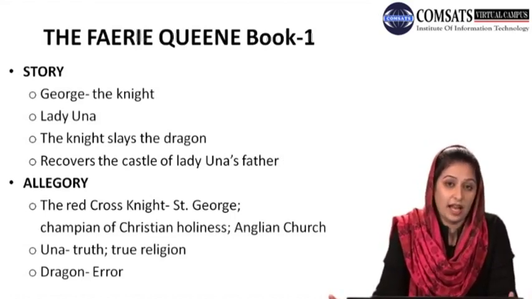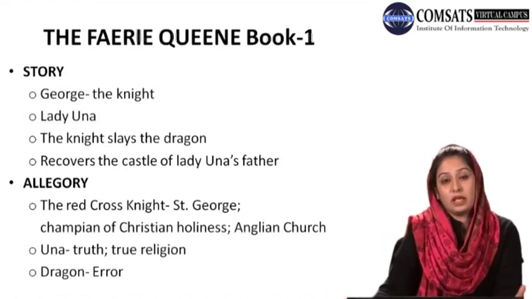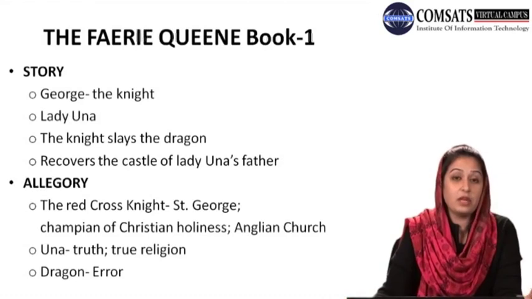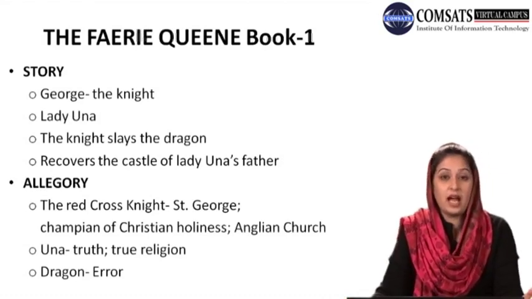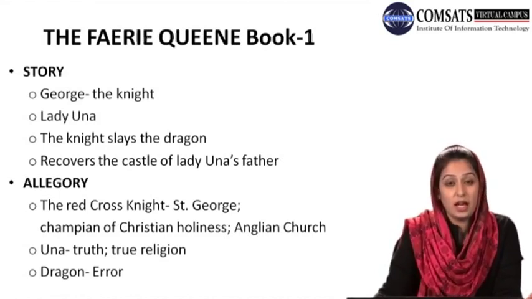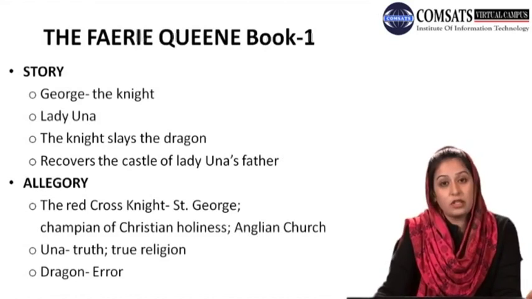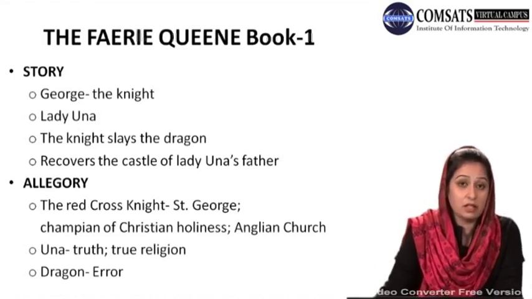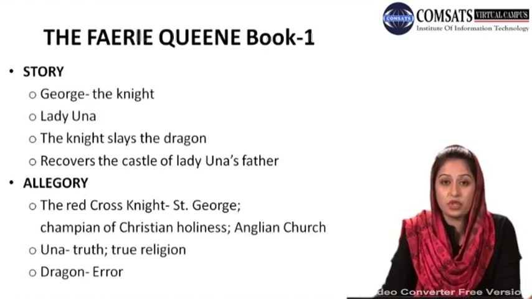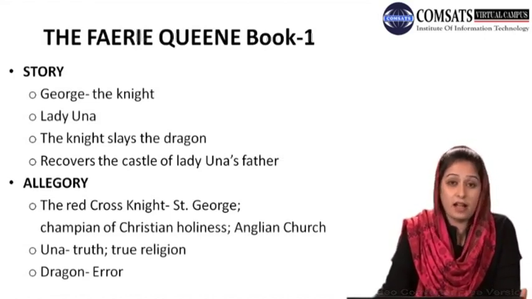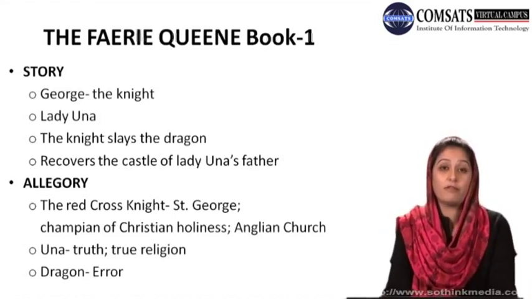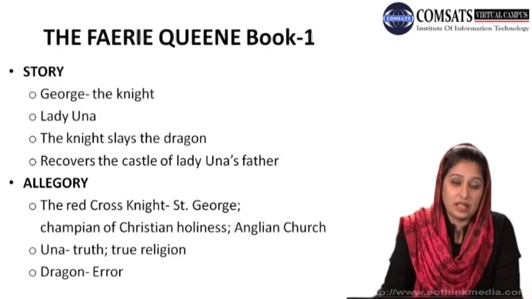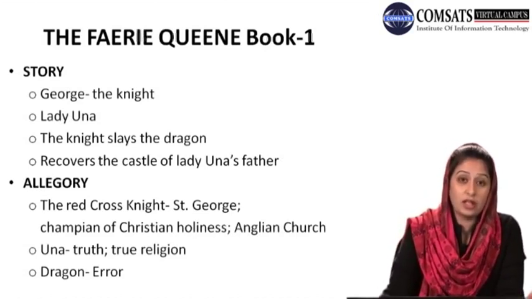Then finally, the Red Cross Knight started off on the journey. His description is given. We are told about his armor, what type of dress and arms he was wearing. He represented holiness, and with him there was a lady also. She was Lady Una; she had descended from a royal family, and her ancestors had ruled over the world, and now a dragon had captured her land, her father's castle, and taken control of her father's land, his state.